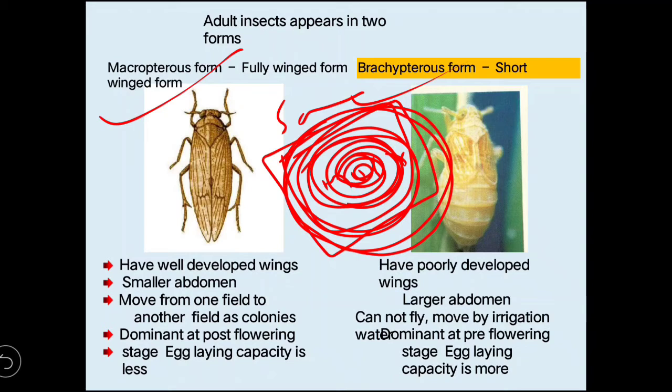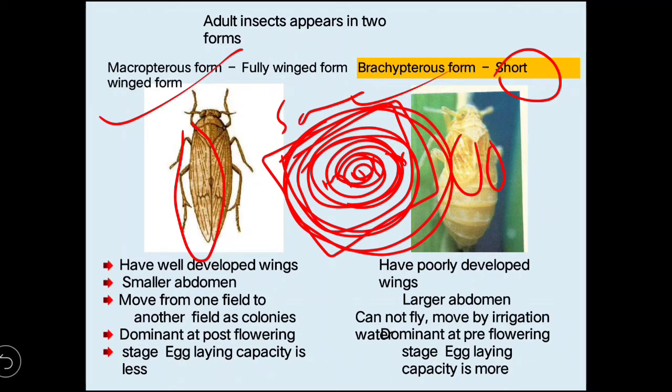In case of macropterous, the wings are fully developed. You can see here wings are fully developed. But in case of brachypterous, you can see wings are not developed fully. Very short wings are there. These are the two forms they will take according to their convenience.